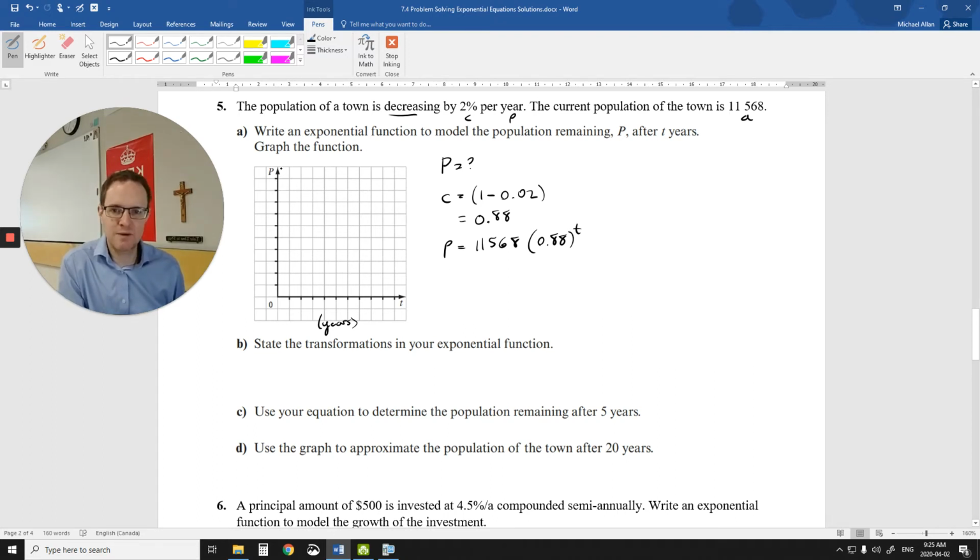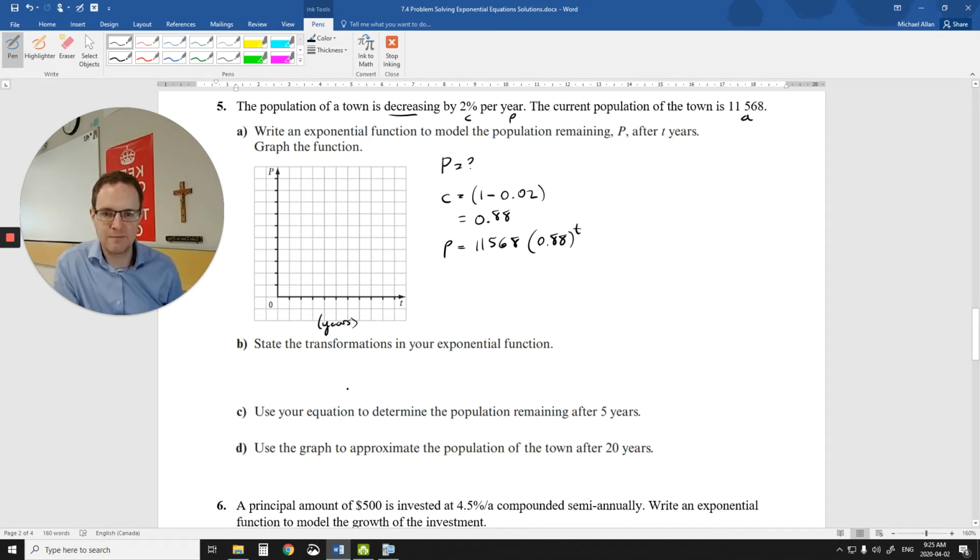I'm decreasing, so my max value up at the top here has got to be around this 11,000 number. Let's go 2, 4, 6, 8, 10, 12. That's not a very good spot to put that. I don't really have a very good scale here. Yeah, I'm just going to make it up. I'm not really too worried about this.